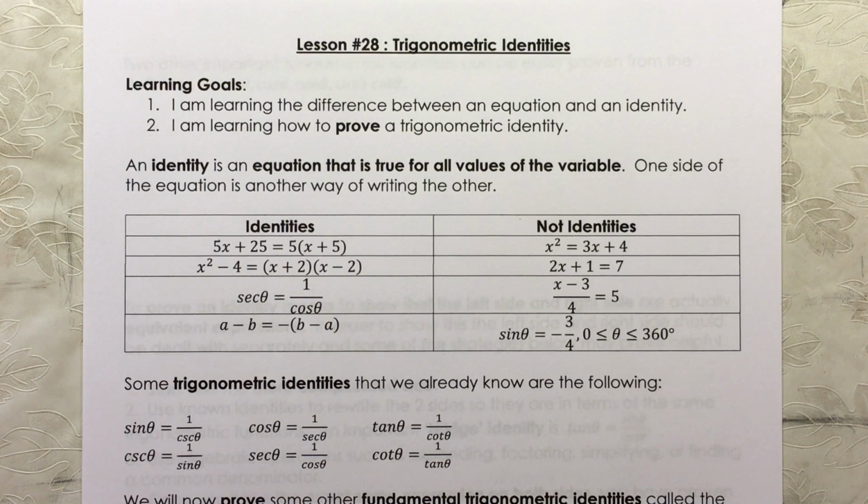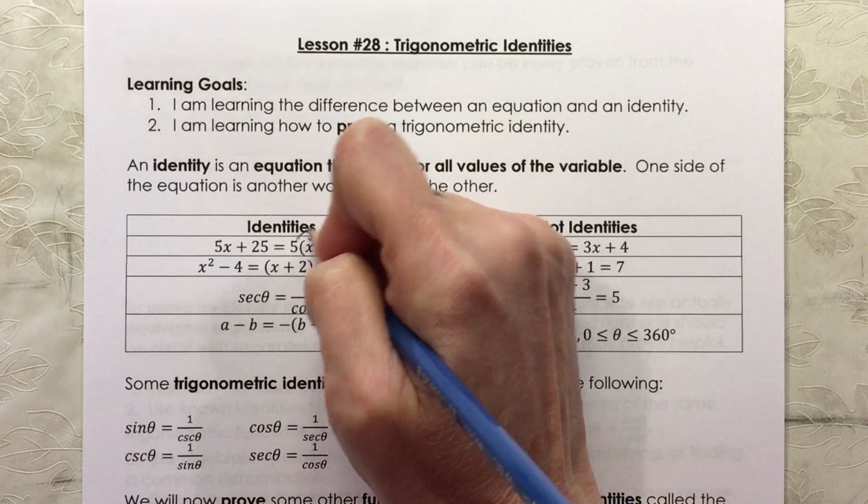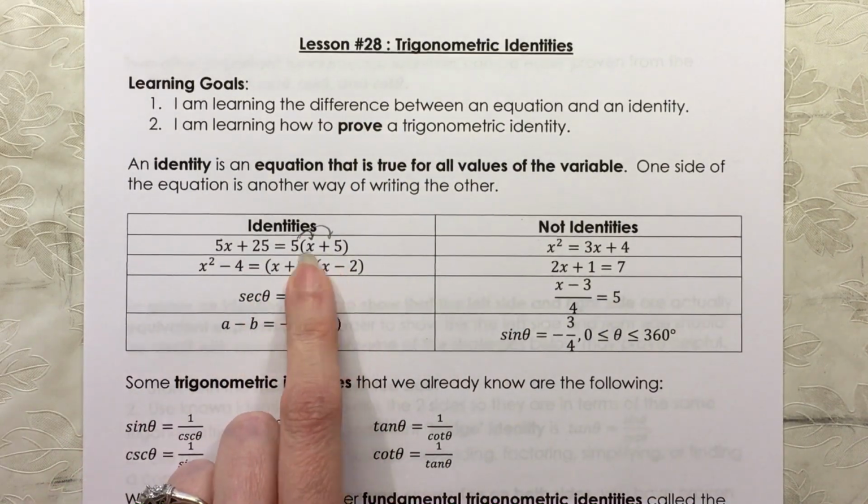An identity is an equation that is true for all values of the variable. So one side of the equation is another way of writing the other. That's how you can think of it. Some identities you may have seen before or not known they were identities, but they are. 5x plus 25 is equal to 5 times x plus 5. So the right side is just another way of writing the left side, only it's been common factored.